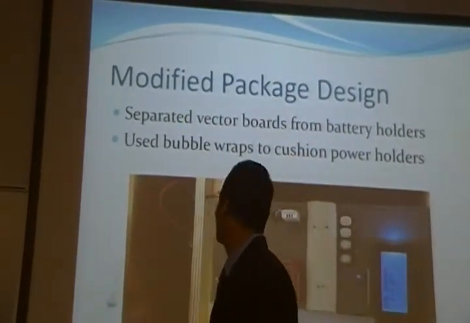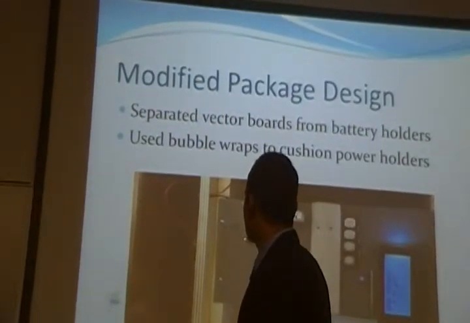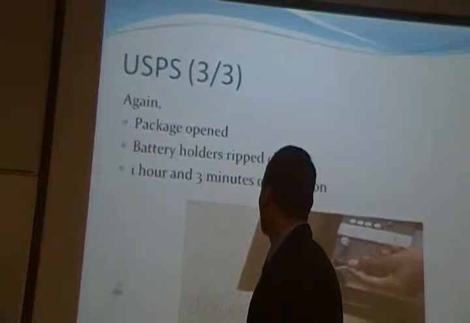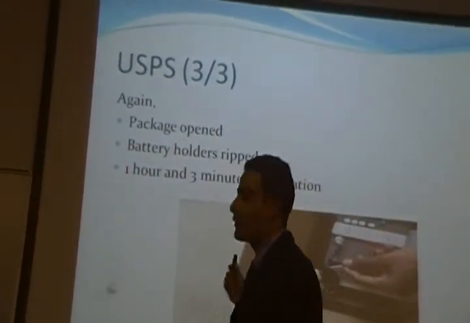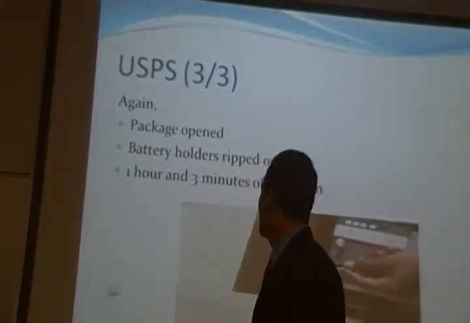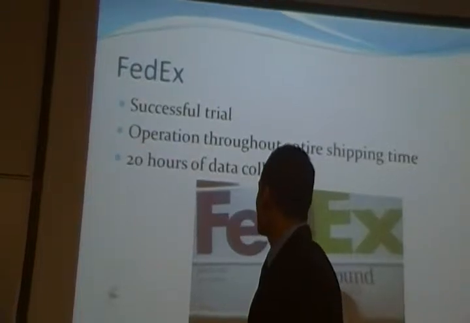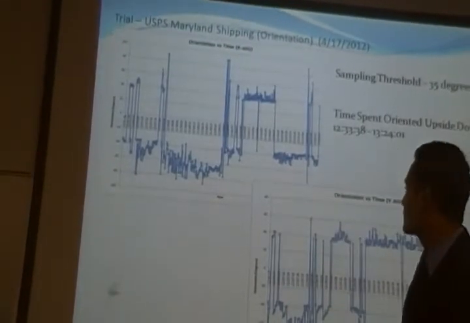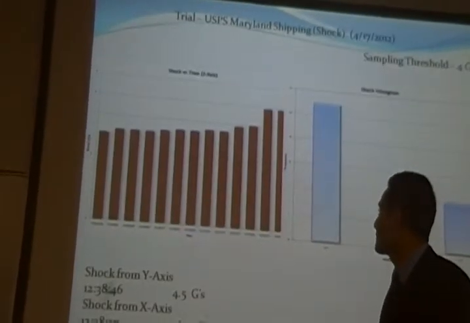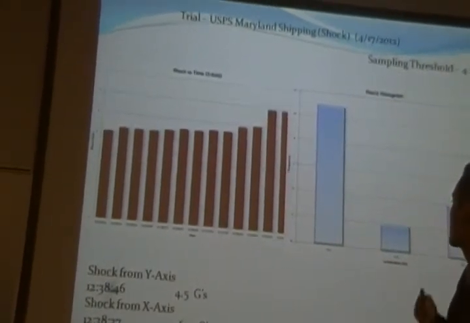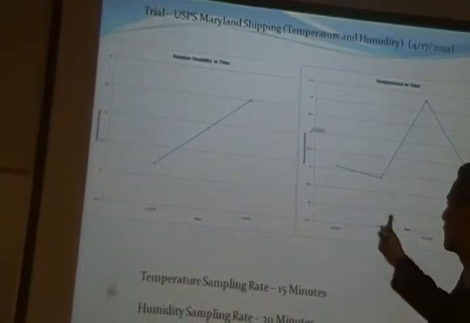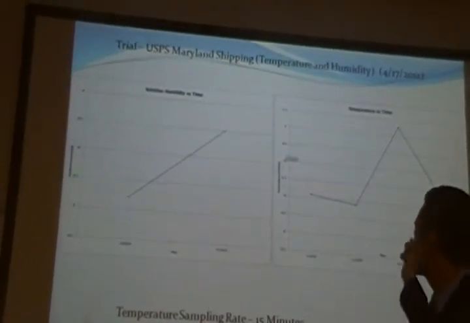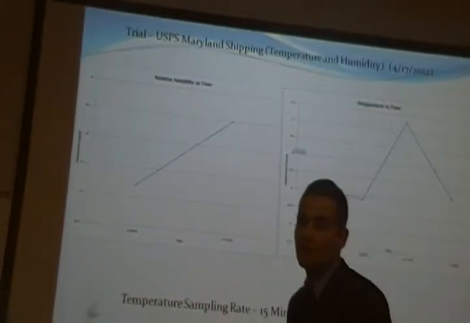This is the modified package design. We see the battery holders here on the side. They still opened it and damaged the battery holders, and we got only 1 hour and 3 minutes of operation. And finally, our successful run with FedEx, and we got 20 hours of data. These are samples from the first run with only 1 hour. Same thing, histograms for shocks and orientation, only 2 points for humidity, since samples are every 30 minutes, and 4 points for temperature, because the samples are every 50 minutes.